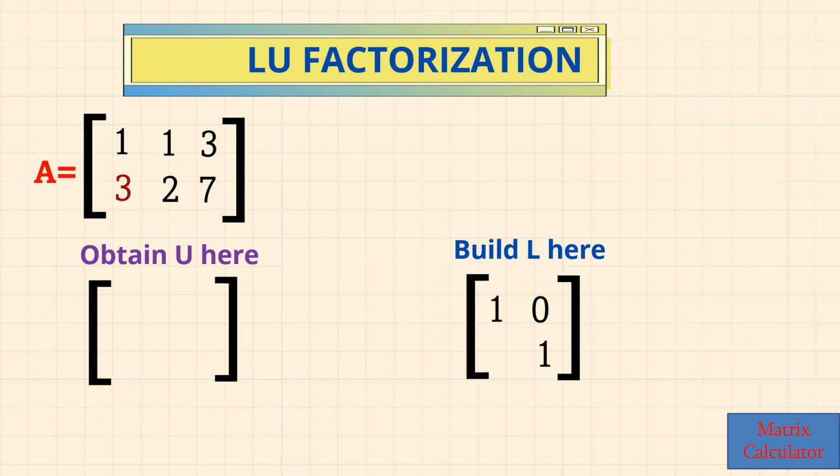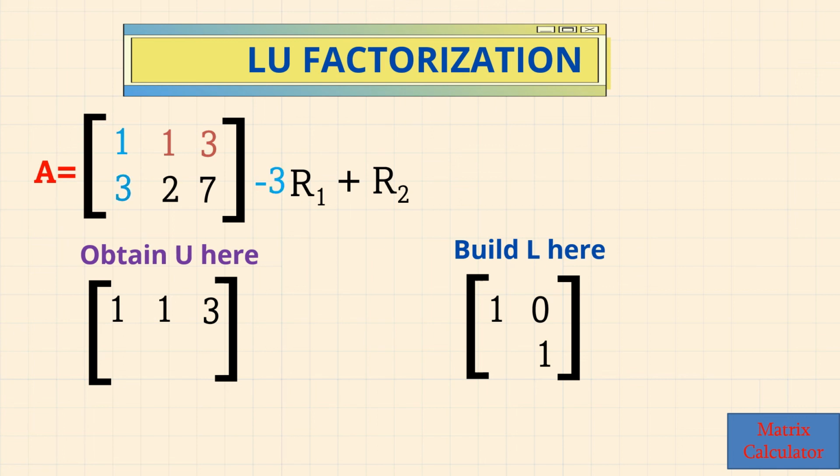So our first problem is, we're going to make this 3 into 0. How can we do it? We can use the opposite of 3, which is negative 3, and we're going to multiply it to row 1, and add row 2. So we're going to copy first the entries from row 1, which is 1, 1, 3. Then let's solve for row 2.